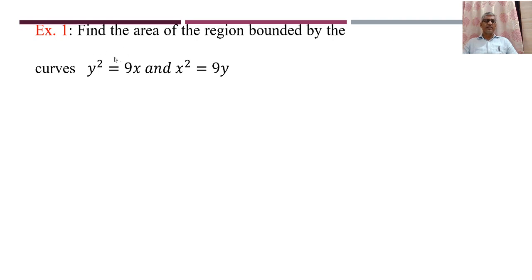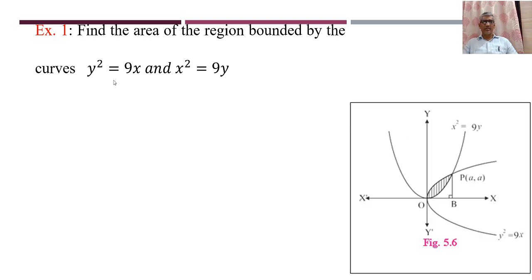Now an example of the area between two curves. The first example: find the area of the region bounded by the curves y square equal to 9x and x square equal to 9y. These are both equations of parabolas. The parabola y square equal to 9x lies along the x axis. This is the parabola curve y square equal to 9x. And x square equal to 9y is a parabola lying along the y axis.